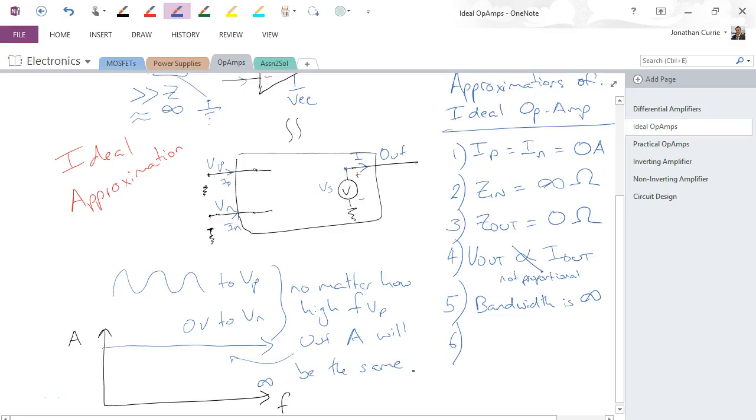6. The actual gain of this device, usually given by letter A, and I'm going to use the subscript V because this is a voltage gain, is also very large.